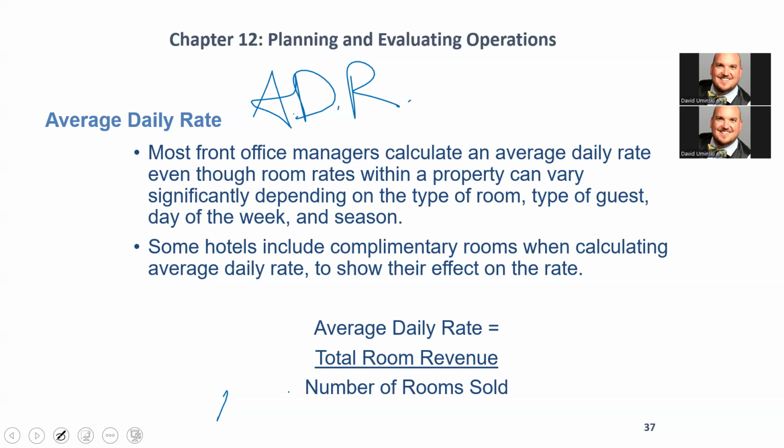But that's our average daily rate, right? Every room is not taken into consideration at the same price. Everyone pays different prices. So what we want to do is take the total room revenue that was brought in that day and divide by the number of rooms that are sold. Questions about that? You want to do an example?